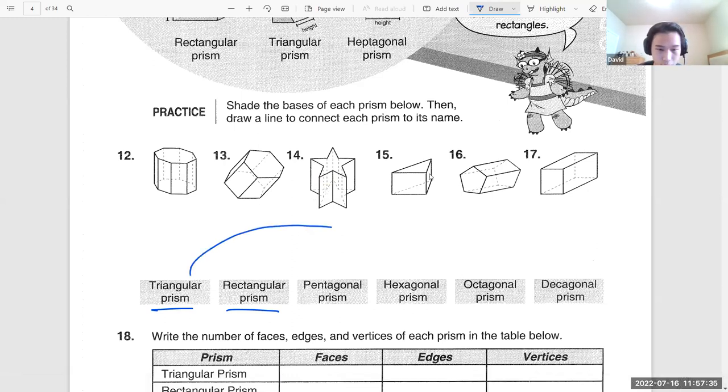Triangular prism, boom. We see here immediately that this is the only shape with sort of a triangle. And we can look at those right there. Rectangular prism, we draw a line over here to 17.